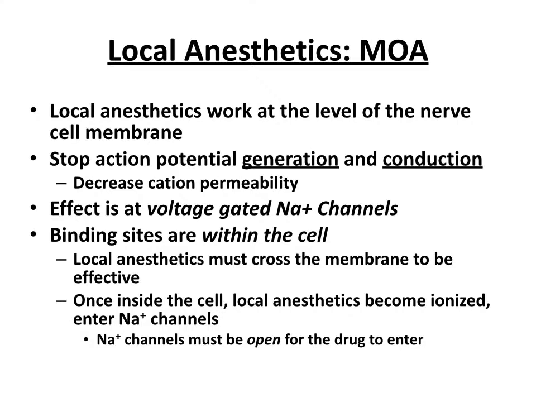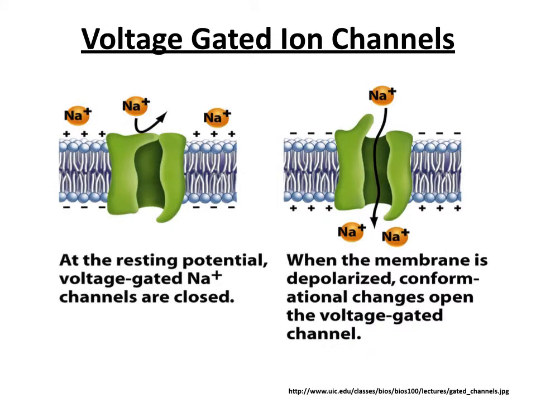So what these drugs do is they block the actions of those voltage-gated sodium channels, and the binding sites are actually not reached by binding the channel externally. What they do, as we'll see, is these local anesthetics cross the membrane, get into the cell, and then come back and block these channels. So local anesthetics need to cross the membrane to be effective, and then once inside the cell, they ionize and enter the sodium channels, and then they block the sodium channel. Okay, so real simple slide here.